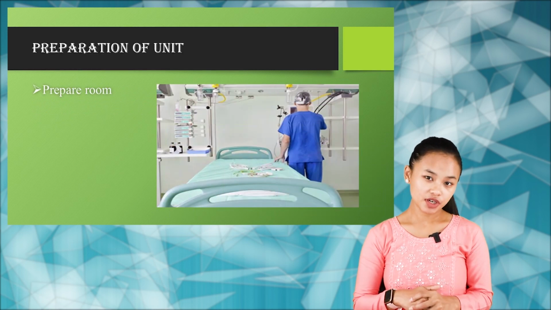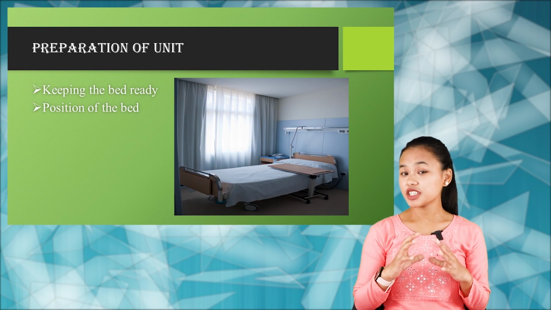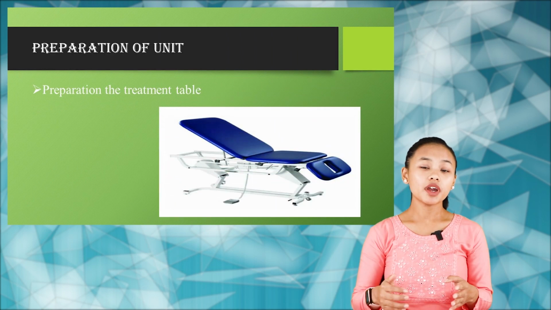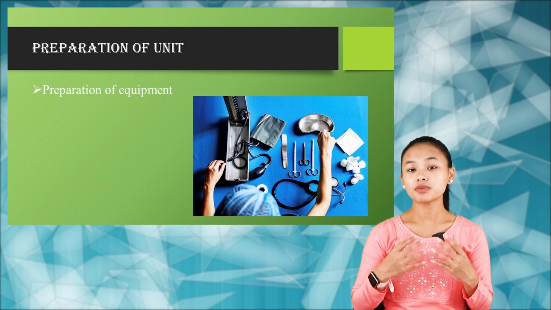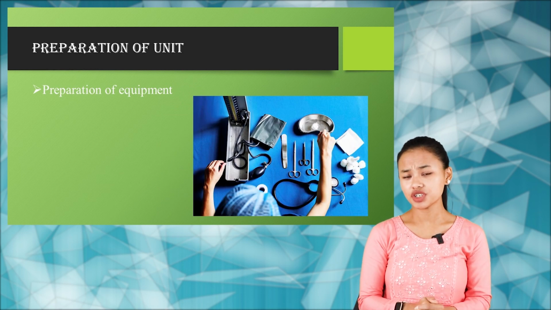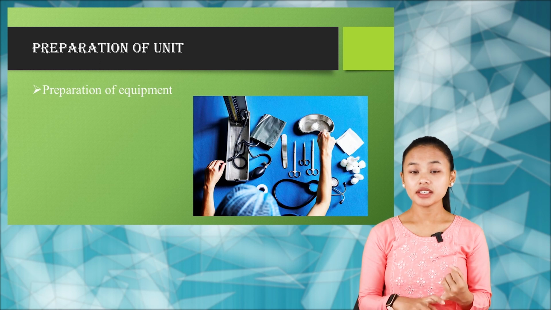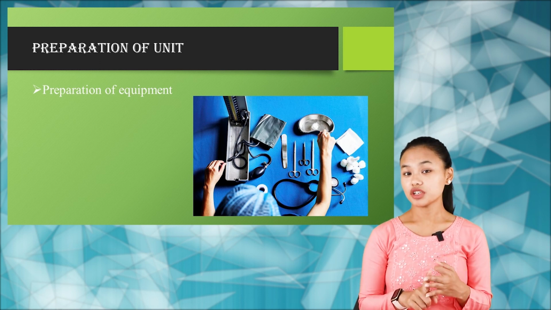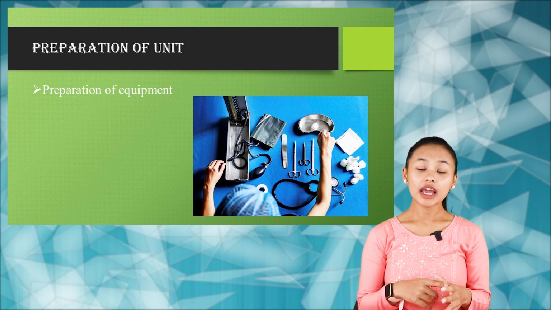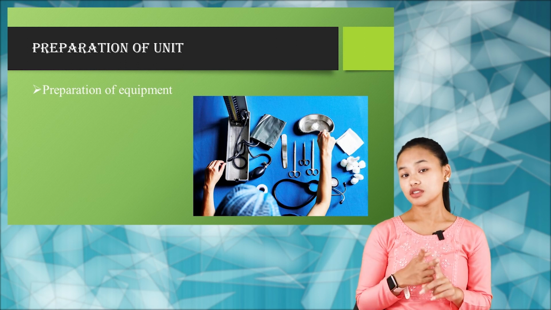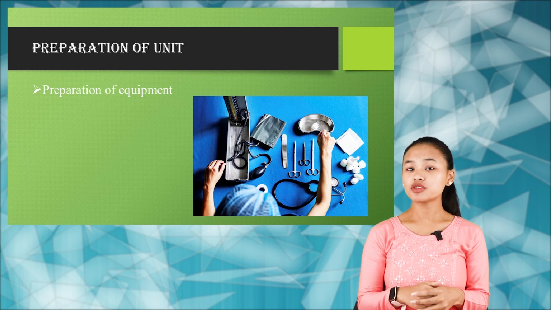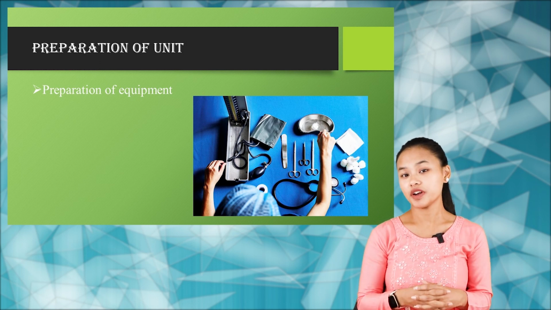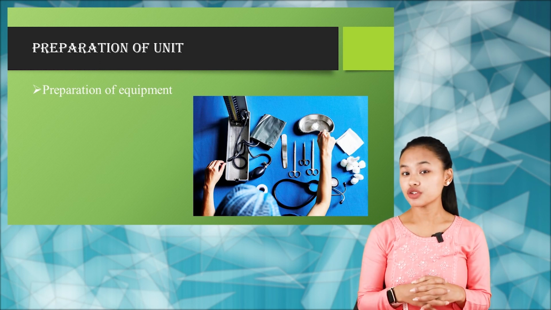How will we prepare a unit? As a nurse, you must prepare the room, the treatment table, as well as all the equipment which may be required in order to provide treatment, such as the linen, locker, wheelchair, stretcher, discharge sheet, history sheet, investigation record, nurses record, intake output record, TPR sheets, and whatever equipment may be necessary in order to provide care to the patient. All these should be prepared.